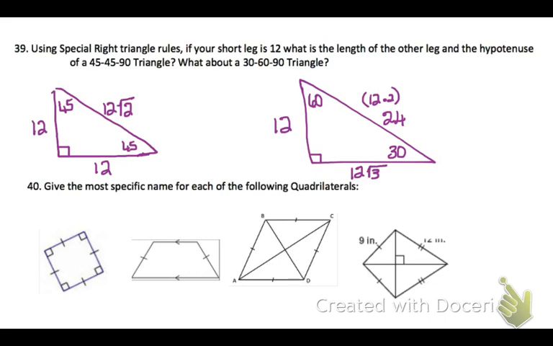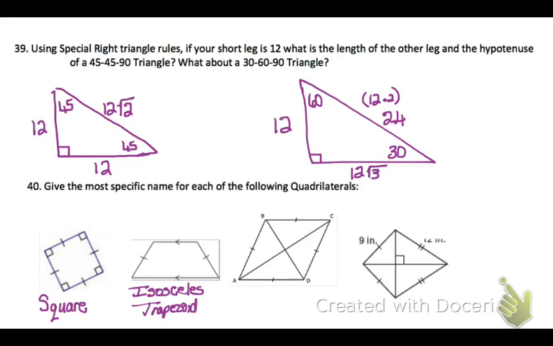Number 40. Give the most specific name for each of the following quadrilaterals. Remember, we can't assume anything. We have to go only with the information they've given us. In the first picture, we have all our angles are congruent and all our sides are congruent. Well, that right there is the definition of a square. The next one we know is a trapezoid because we have exactly one set of parallel sides, but notice that the legs of the trapezoid are congruent. That gives us an isosceles trapezoid.